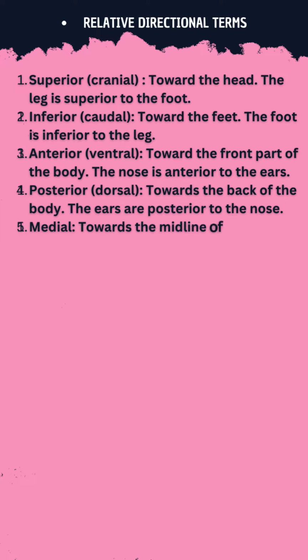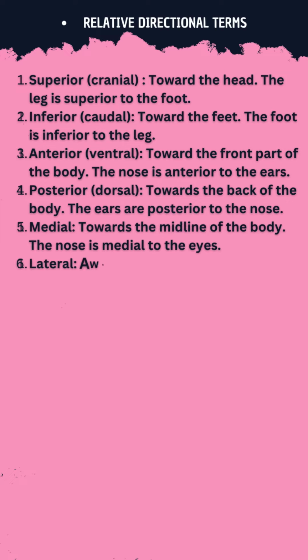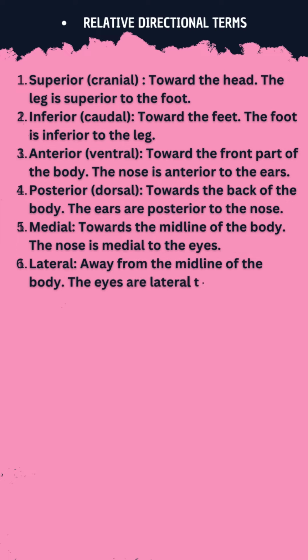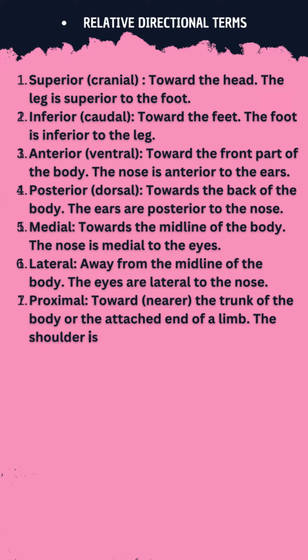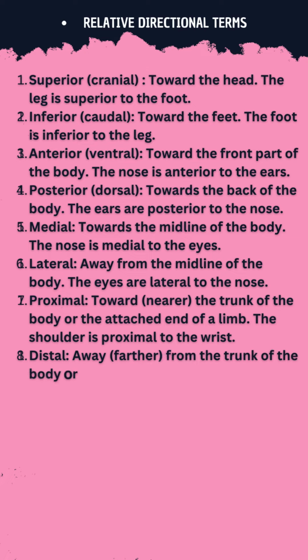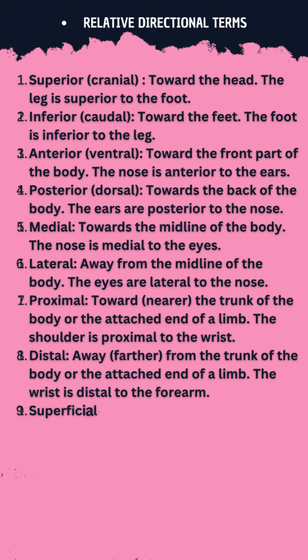Medial means towards the midline of the body. Example is the nose is medial to the eyes. Lateral means away from the midline of the body. Example is the eyes are lateral to the nose. Proximal means toward, nearer, the trunk of the body or the attached end of a limb. Example is the shoulder is proximal to the wrist. Distal means away or farther from the trunk of the body or the attached end of a limb. Example is the wrist is distal to the forearm.